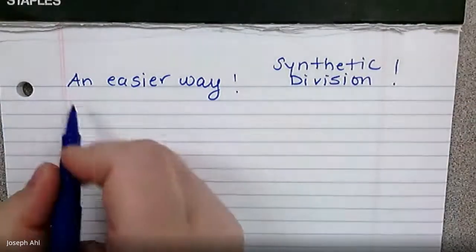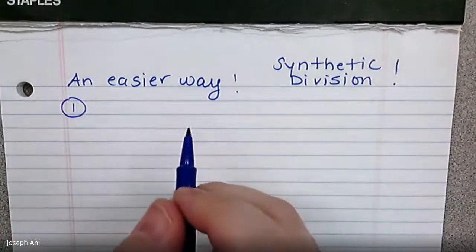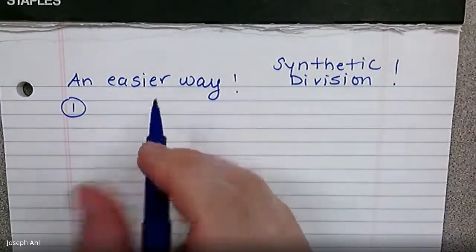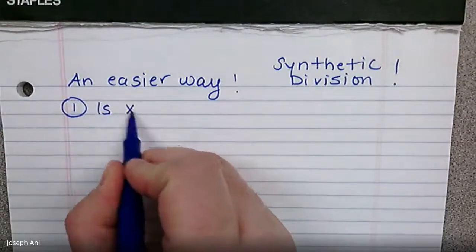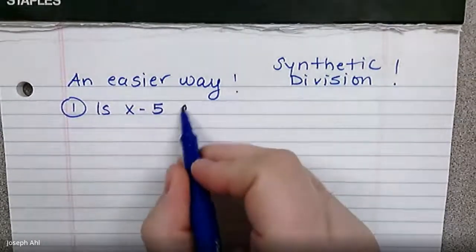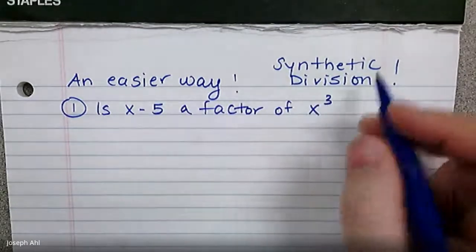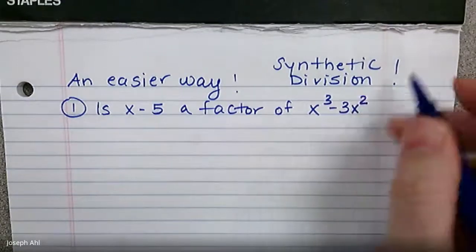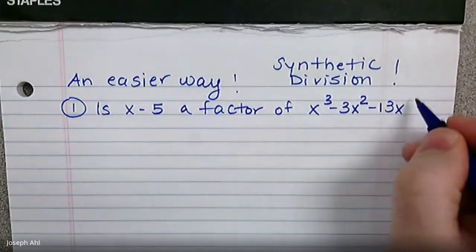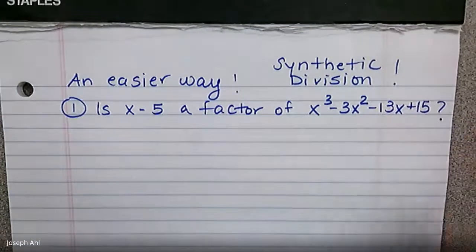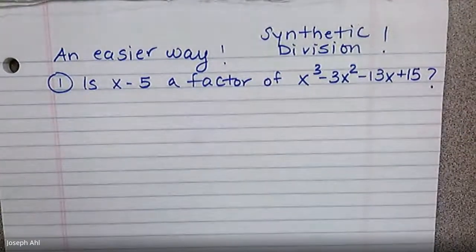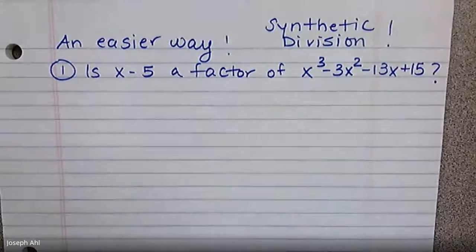Okay, so here's an example that we're going to approach from a synthetic division approach instead of a polynomial division. So is x minus 5 a factor of x cubed minus 3x squared minus 13x plus 15? Now, I have nothing against polynomial division at all, but once you see synthetic division, you may never turn back until you have to do the homework with a little bit of long division.